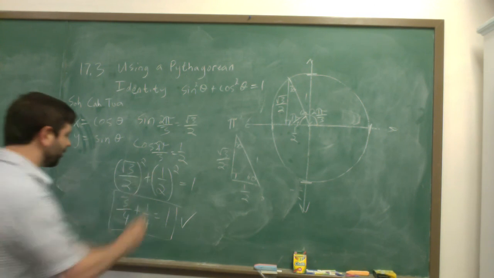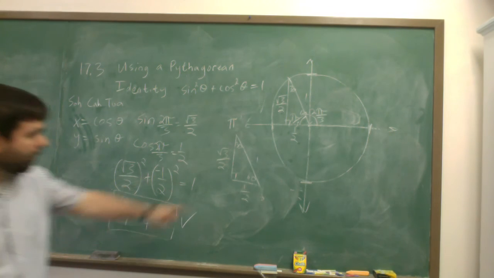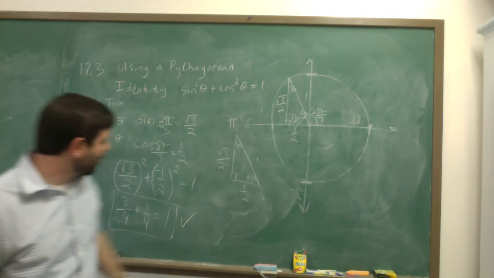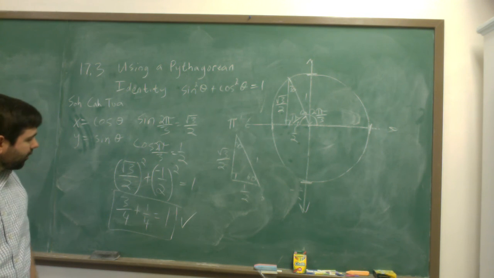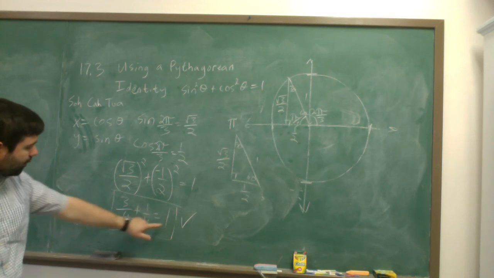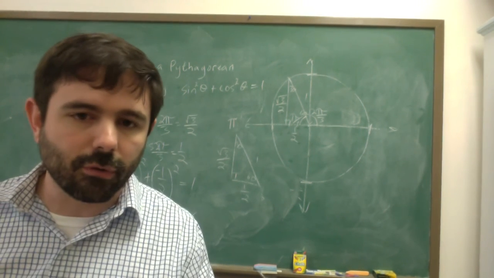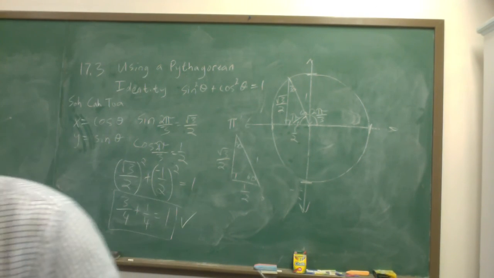Actually, this should be a negative 1/2, shouldn't it? Because this goes out to the left from the origin, our x value goes out. But when we square it, the negative cancels out, and that is why we still got the correct answer. Okay, so hopefully that is helpful for you.